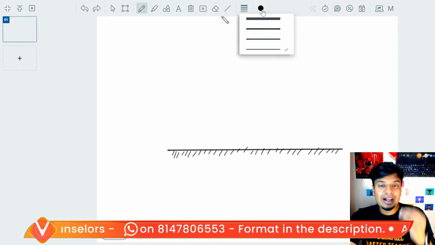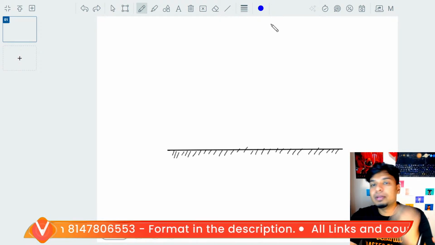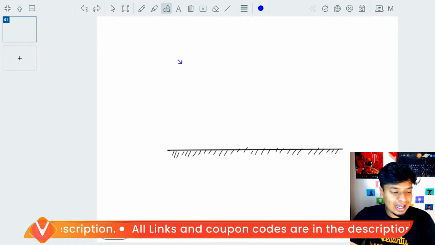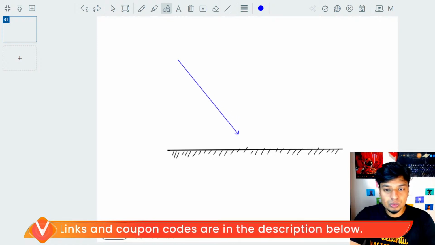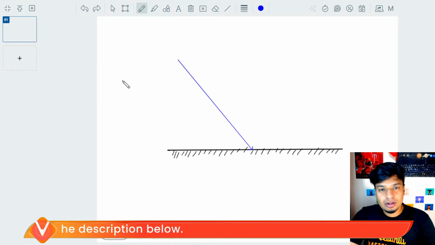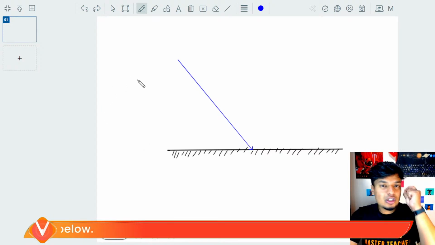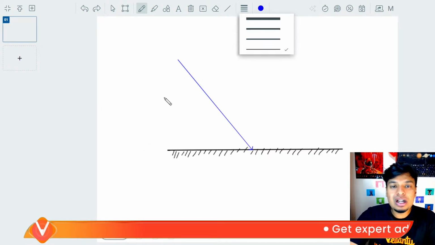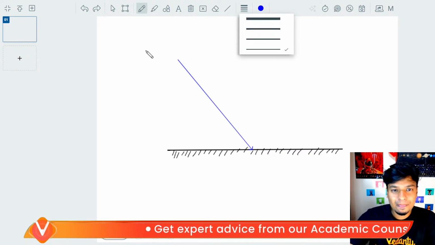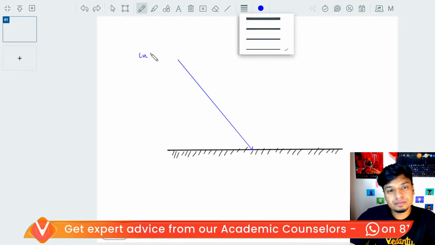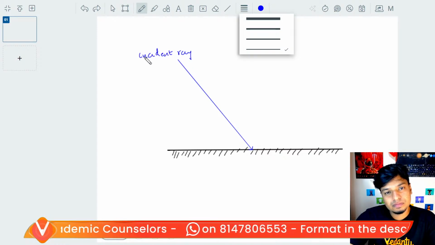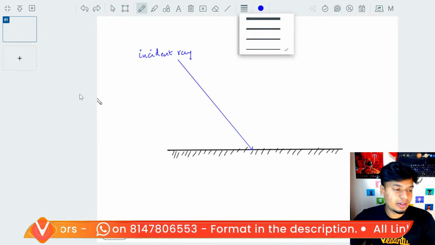Now, let's take a light ray that is about to hit the mirror. Okay, a light ray coming from a source. It's hitting the mirror. It strikes the mirror. So, the light ray which strikes the mirror is called what? The incident ray. We have our incident ray here.